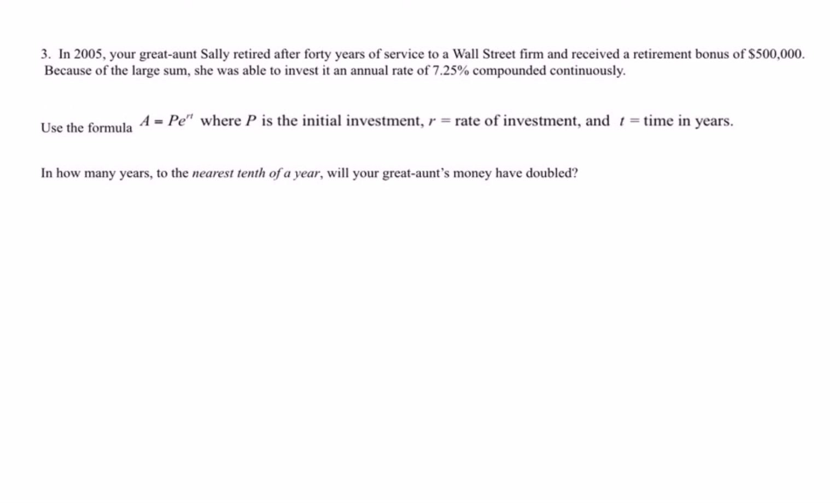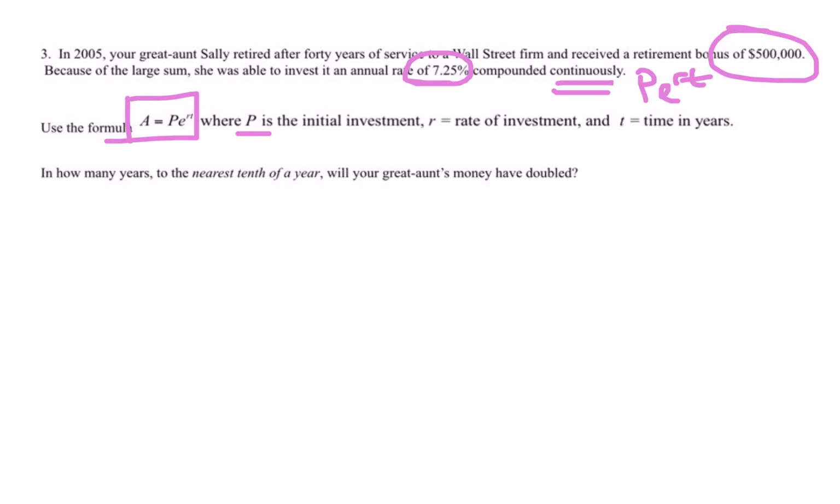In 2005, your great Aunt Sally retired after 40 years of service at a Wall Street firm and received a retirement bonus of $500,000. Because of the large sum, she was able to invest it at an annual rate of 7.25% compounded continuously. Right away, you should think about PERT, because you're compounding continuously, and PERT will allow you to solve for something that is compounded continuously. They even tell it to you. They say P is the initial investment, so that's what you start with, and R is your rate of investment, and T is your time.